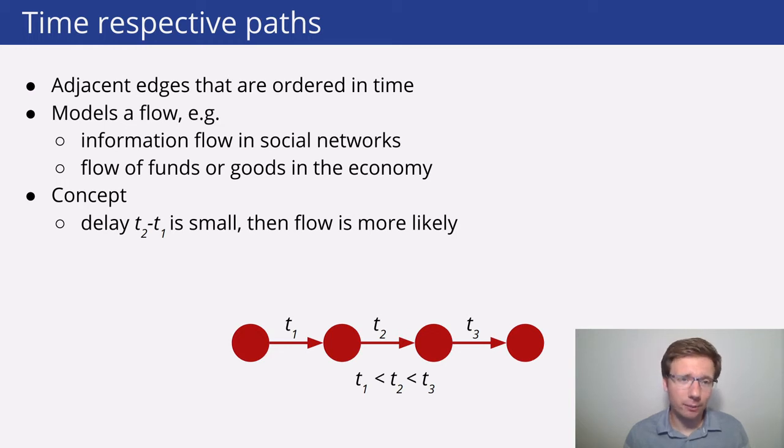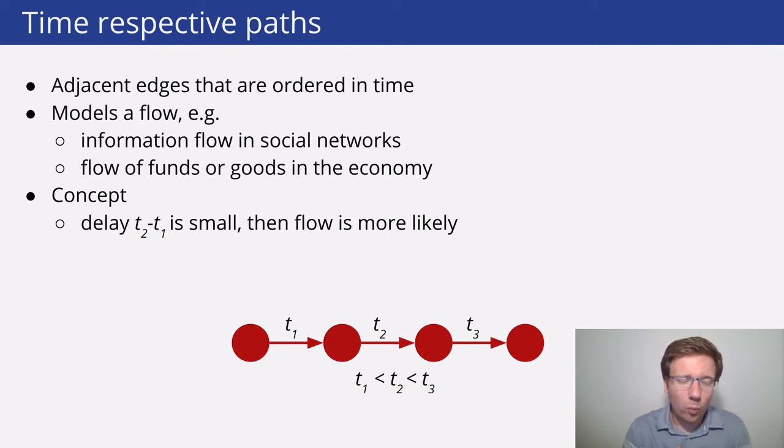These are a relevant concept on edge streams, and basically they only mean that they connect adjacent edges that are ordered in time. These may model a flow, for example, an information flow in social networks or flow of funds or goods in the economy. The concept is that if a delay between two adjacent edges within a network is small, then a flow is more likely across those within a time-respecting path.